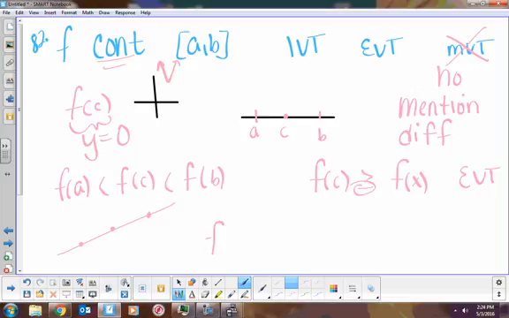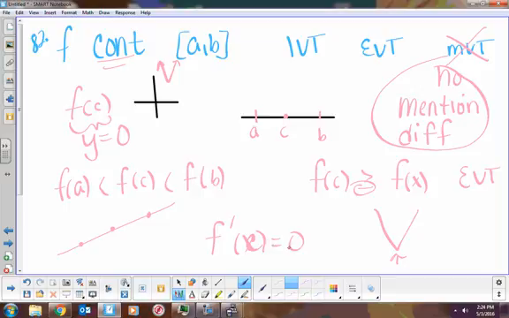There's a number C. Now, this says the derivative equals 0. Oh, that should be a C. What did we say? No mention of differentiability. Should we even consider D? There might be a sharp turn. Correct? This is a continuous function, but is it differentiable here? No. So that does not mean that there's guaranteed to be a 0.